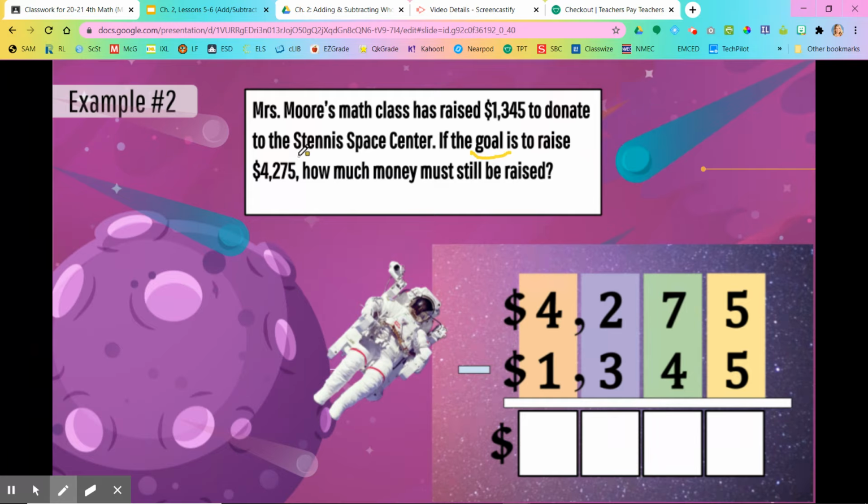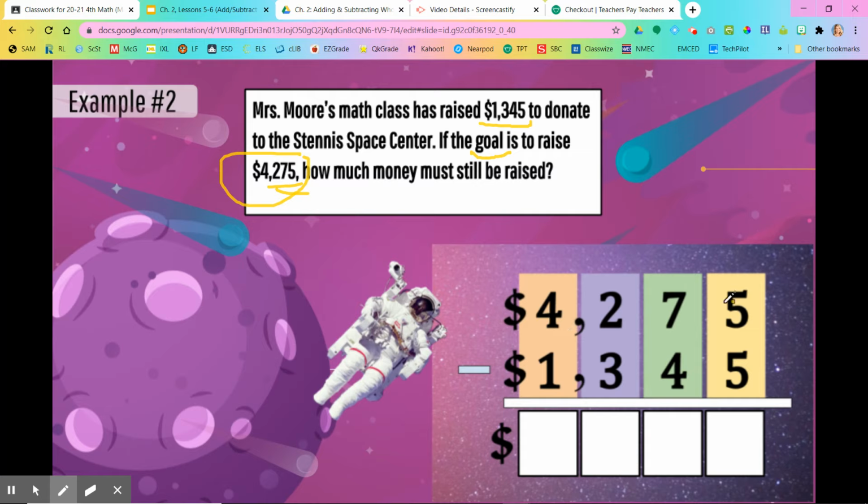So if my goal is this amount, that means that I haven't reached it yet. That's my total that I want to raise. So far, I have raised $1,345. So I have to see how much more money I need. And anytime we have how much more in our problem, that is a good indication that we've got to subtract. We've got to find the difference. So as always, when we subtract, make sure that your largest number is on the top, and it is.